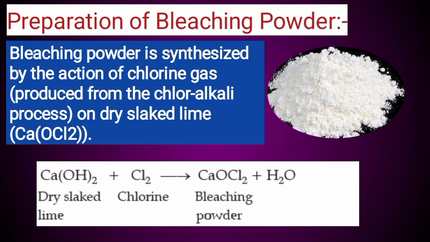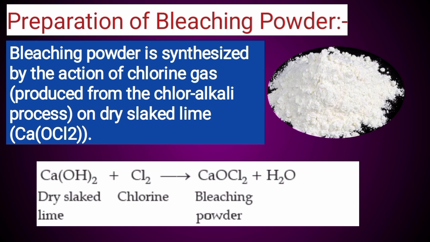Bleaching powder is synthesized by the action of chlorine gas, produced from the chloroalkali process. That chlorine gas is passed over dry slaked lime, and here the bleaching powder is formed. So when chlorine gas passes over dry slaked lime, the product is bleaching powder. The chemical name of bleaching powder is calcium oxychloride.